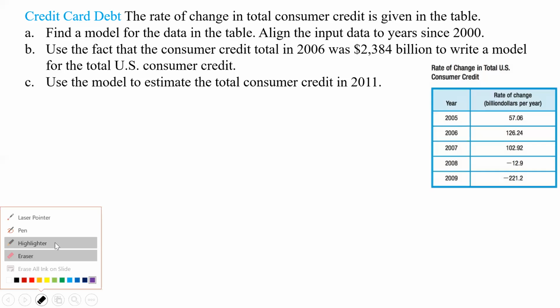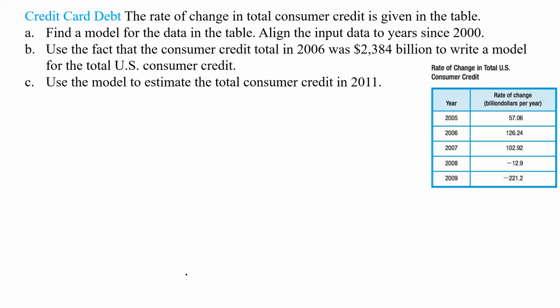Okay, so for our last one here, what we have is the rate of change in total consumer credit is given in the table. Find a model for the data in the table, aligning the input to years since 2000. So before we even start, that means that's 5, 6, 7, 8, 9. And use the fact that consumer credit total in 2006 was this many billion to write a model for the US consumer credit. Well, that means T has to be 6 then, and use the model to estimate the total consumer credit in 2011.